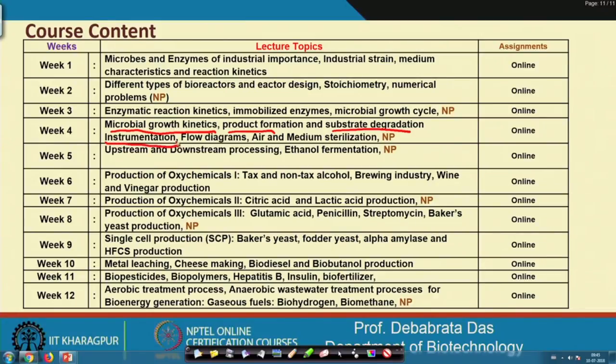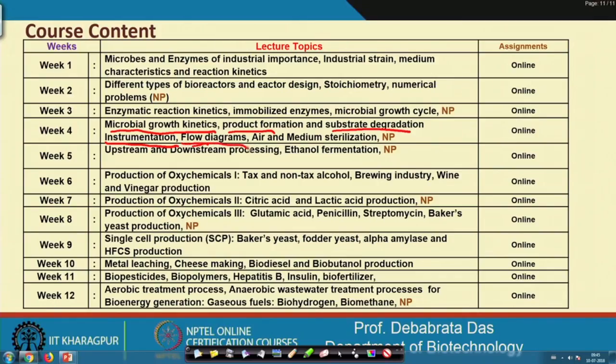Then instrumentation of the process also. In any biochemical process, we have to consider different operational parameters, for example agitator speed, dissolved oxygen concentration, pH, temperature, all these things. So we require some kind of instrumentation devices.